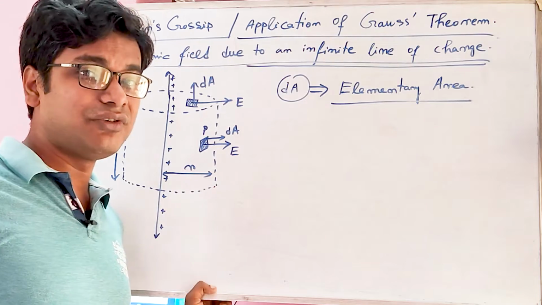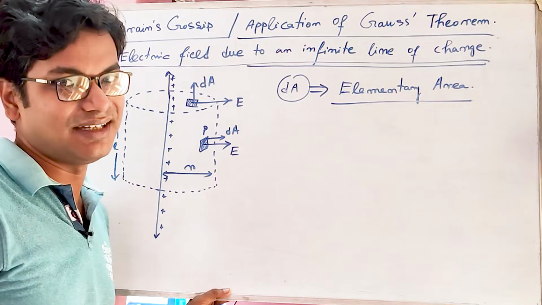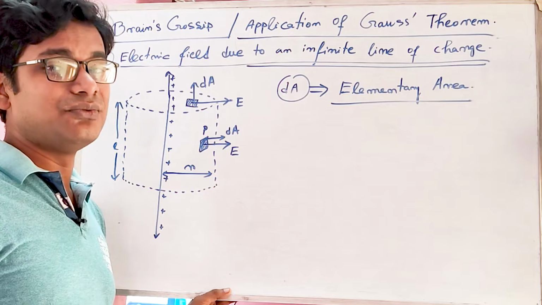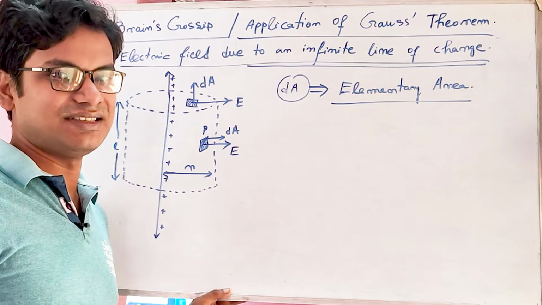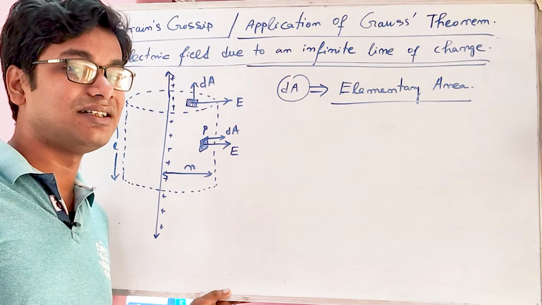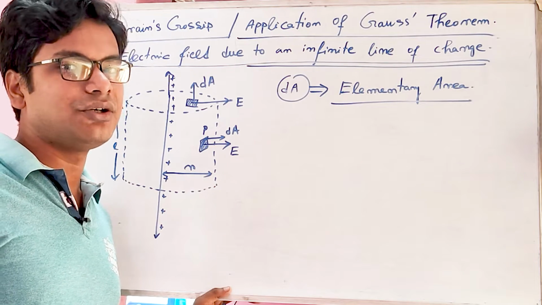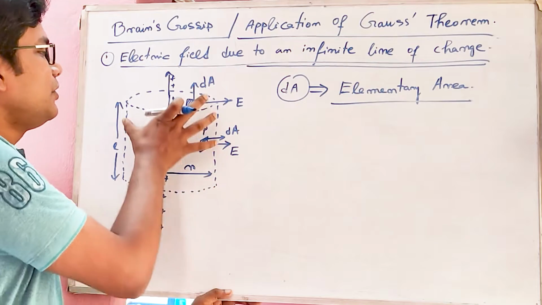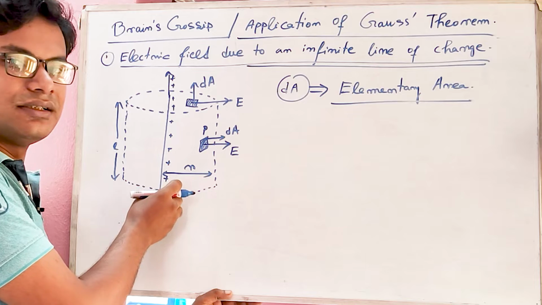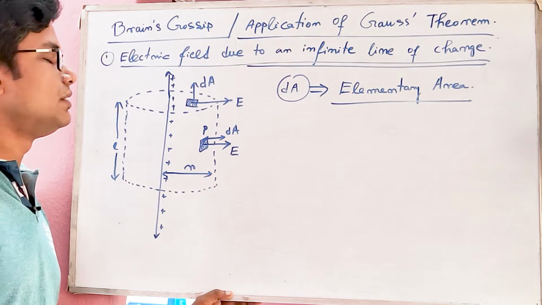Now what are we going to do here? We are going to find out the electric field at a distance r from this line. So let's do that. To do this, we have to consider a Gaussian surface. In the second video we already learned the properties of a Gaussian surface, and one of them was that it should be a closed surface. Here we are considering a cylinder that is coaxial with the line, that means the axis of the cylinder is the line we have considered.